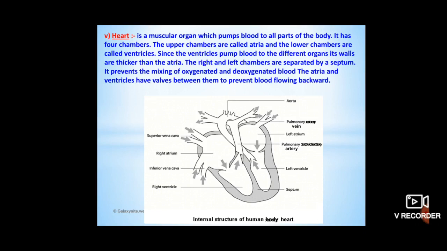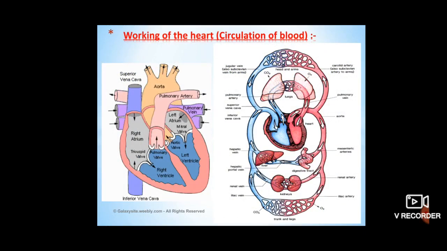So when the contraction and relaxation take place in a human heart, the process of transportation will be continuous. So this is the brief information about the components of the transportation system. So let us discuss how the process of transportation takes place and how the working of the heart takes place systematically.